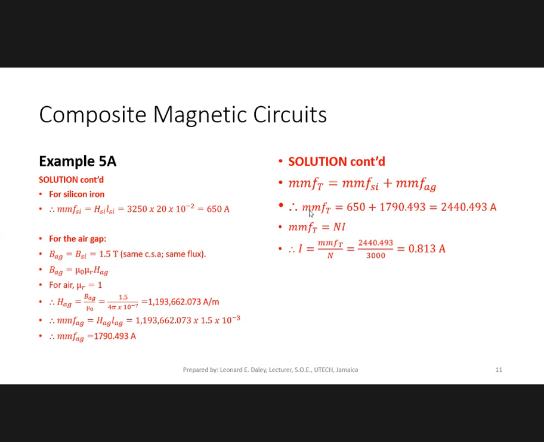All right. So we have found the total MMF, and it works out to be this value, 2,440. And remember again that the total MMF is equal to N times I, and the question had asked us to find the current that would drive that flux. So the current will be the total MMF divided by N. So it's equal to 0.813 amps.